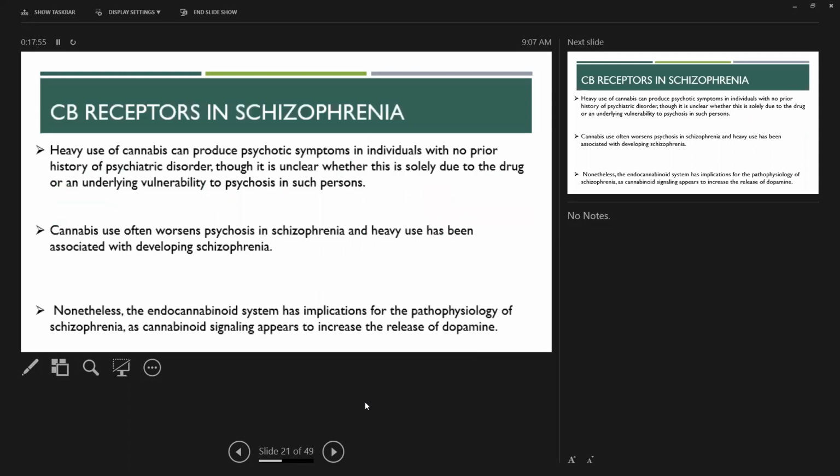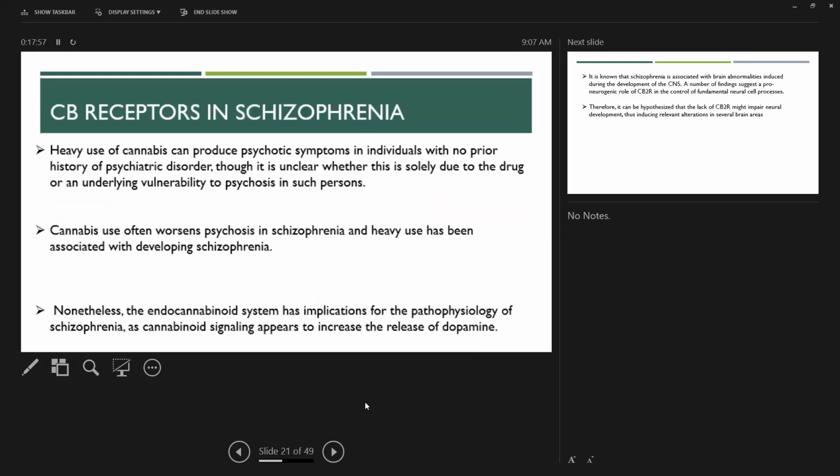Neurobiological basis. Cannabinoid receptors in schizophrenia. Heavy use of cannabis can produce psychotic symptoms in individuals with no prior history of psychiatric disorder, though it is unclear whether it is solely due to the drug or an underlying vulnerability to psychosis in such persons. Cannabis use often worsens psychosis in schizophrenia, and heavy use has been associated with developing schizophrenia. Nonetheless, the endocannabinoid system has implications for the pathophysiology of schizophrenia, as cannabinoid signaling appears to increase the release of dopamine.